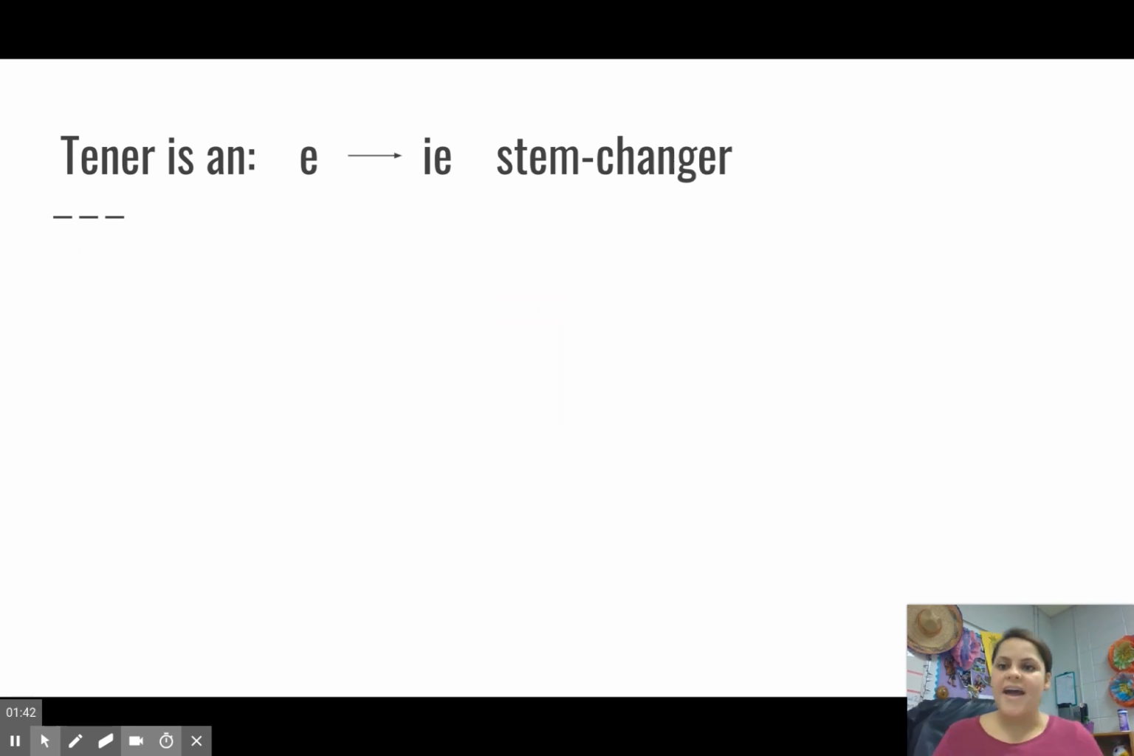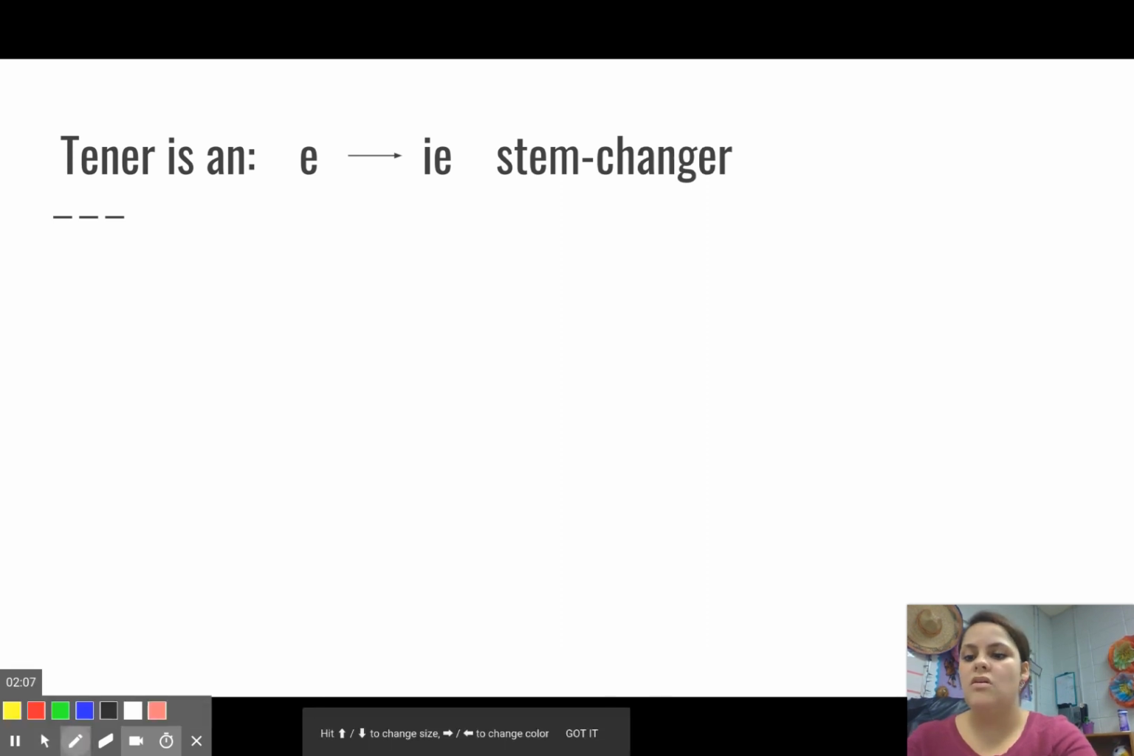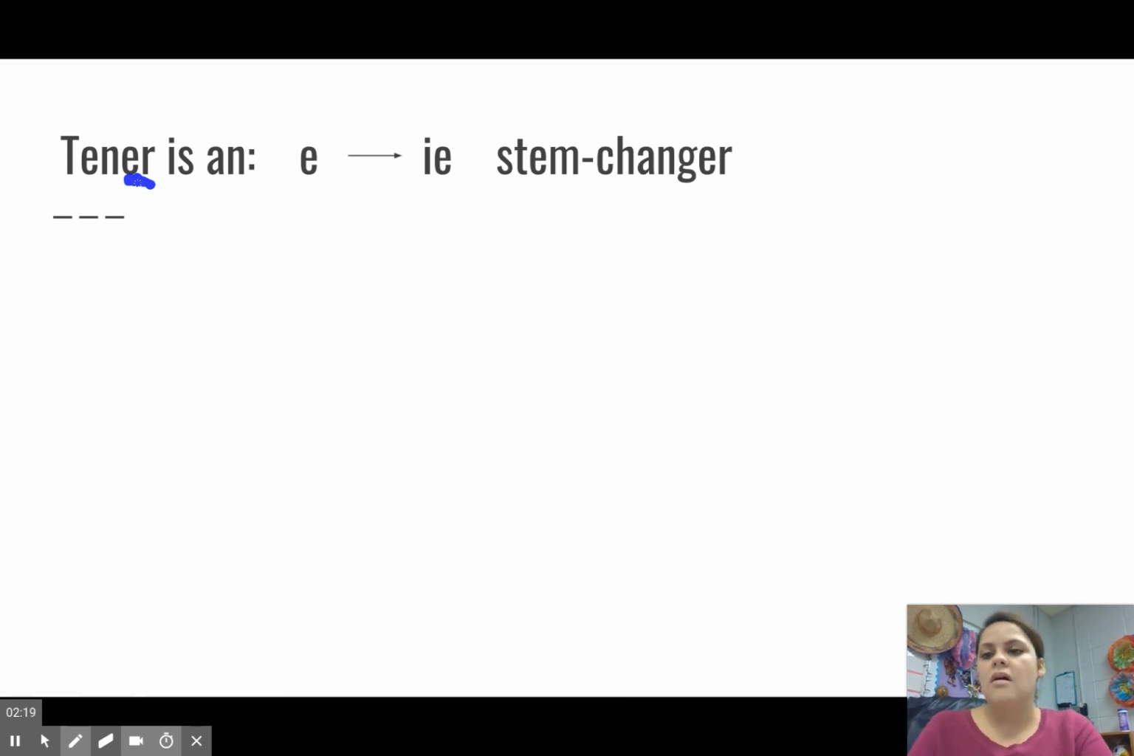Tener means to have, I have, and it's a little bit of a funky verb because it's an ER verb, so it has those normal ER endings: o, es, e, emos, éis, en. While it has those normal endings, it's also what we call a stem changer. So within the stem of the verb, once you drop the ER, what you're left with is ten. We pronounce it ten, okay? That stem is going to have a spelling change in certain forms.